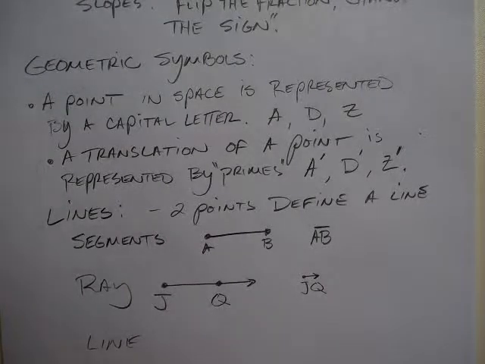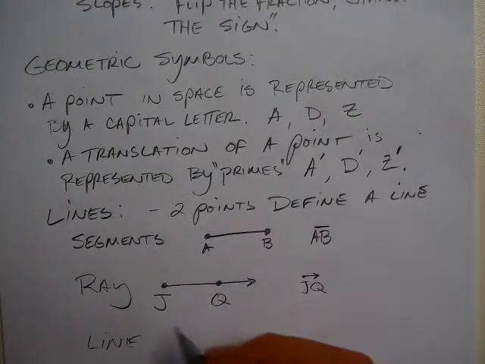A line is theoretical. We can kind of think about what a ray does, but anytime we deal with infinity, that starts to boggle the human mind. But a line is theoretical. A line works like this.